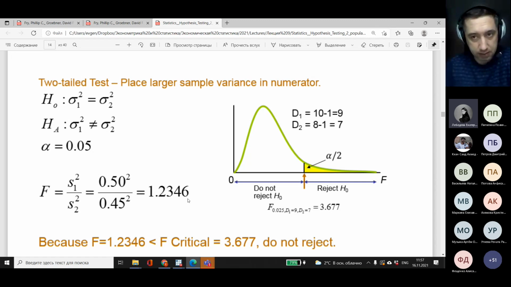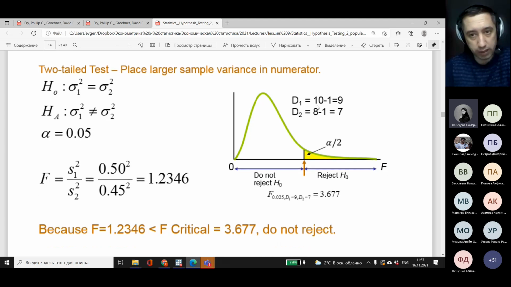Estimated F statistics. Degrees of freedom are estimated in the same way: it is n minus 1, so 10 minus 1, 8 minus 1. First degrees of freedom is 9, second degrees of freedom is 7. Well, now we can find the critical value. We should find this threshold.